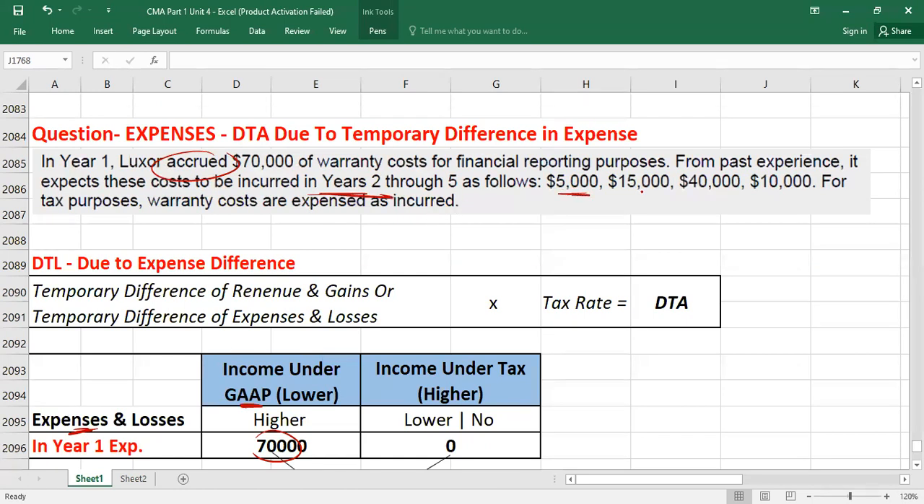In year 2, you would pay maybe 5,000. Year 3, you would pay 15. Year 4, you would pay 40. Year 5, you would pay 10. It means in the current year, you are not paying anything under tax. It will be 0, right? It will be paid from year 2 to 5.